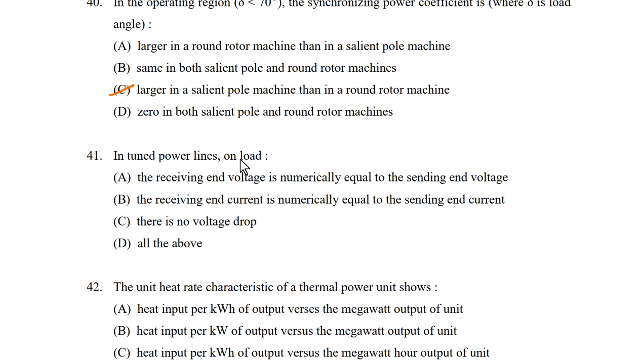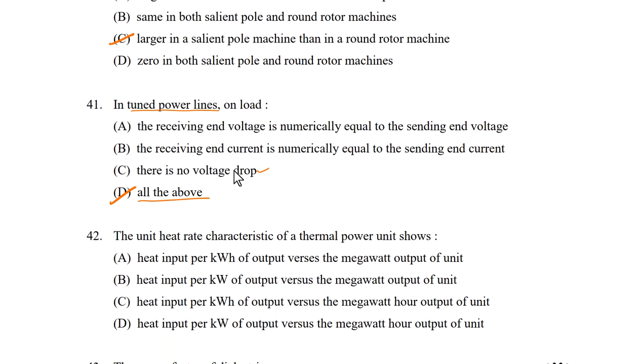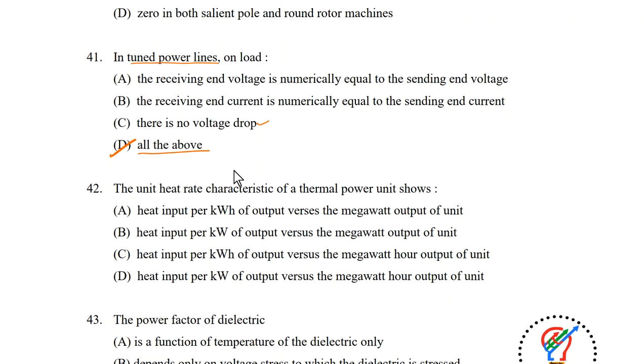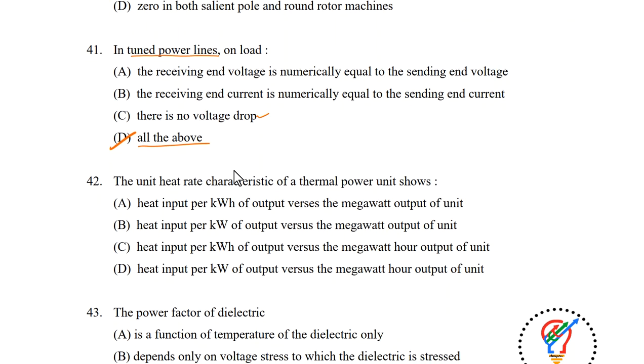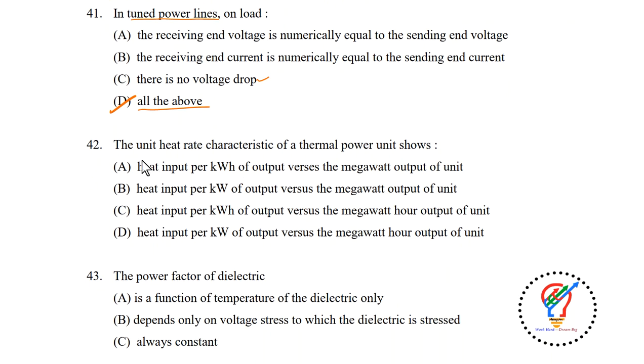Next one, the 41st question. In a tuned power line on load, what is the meaning of a tuned power line? A tuned power line means there is no voltage drop in the line, the sending end voltage and receiving end voltage are the same, and the sending end current and receiving end current are the same. That means there are no losses. So as per that, all the above are the correct answers. That is nothing but a tuned power line. Tuned power lines are very impractical in nature.